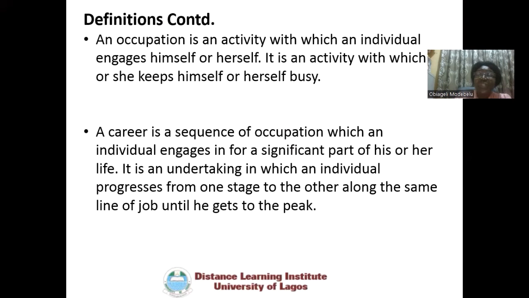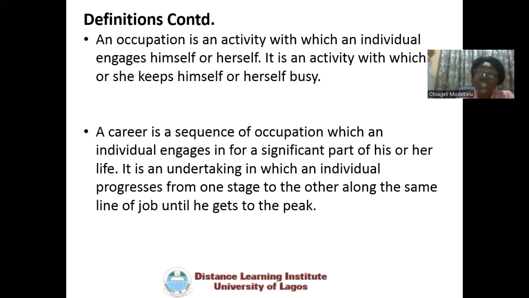Then that brings us to a career. A career is a sequence of occupation or job an individual has engaged in for a significant part of his or her life. And the person now rises and progresses through the rank and file of that occupation or job or profession until he rises and gets to the peak of it. So a career is a lifelong thing.